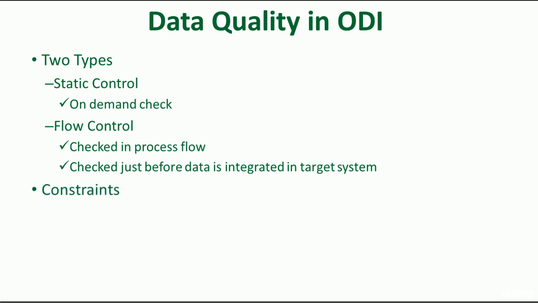Data quality controls are implemented in ODI through constraints. You might have already experienced primary key and foreign key constraints at database level. Normally, these constraints are defined at database level while defining the table. If a table already has constraints defined at database level, then those constraints can be brought into ODI while importing those tables through reverse engineering.